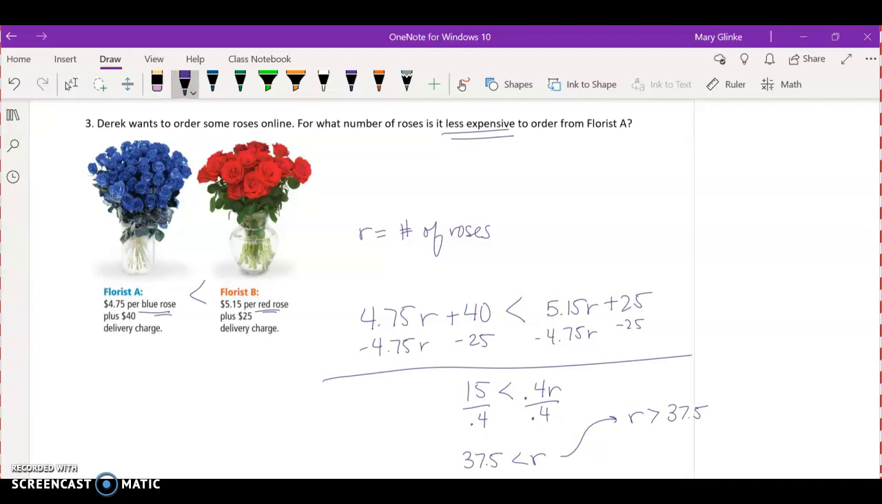For florist A to be the less expensive option, that means that Derek must order 38 or more roses in order for florist A to be the less expensive option. I'm just picking 38 because we can't order half of a rose, so I just rounded to the next rose. So thank you very much for listening.